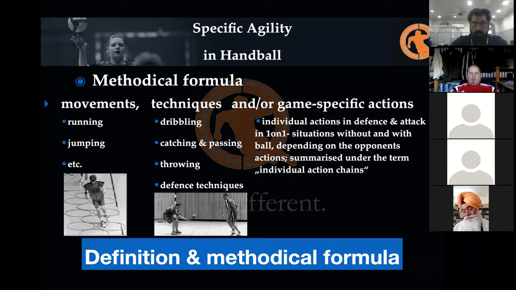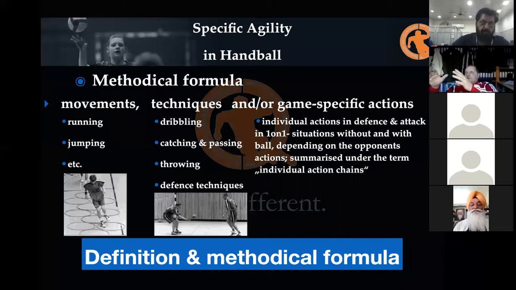So the game-specific actions depend on the reaction of the opponents. This is very important because the techniques, dribbling, pass and catch, throwing, are isolated, without any interference and dependence from an opponent. But game actions come together with the opponent's influence. So again, we have those three elements: the movements, general; the techniques, specific; and the actions, really orientated on game conduct, depending on the opponents.